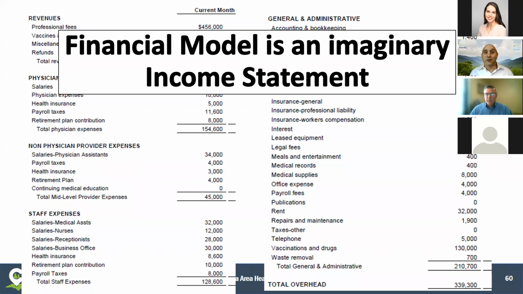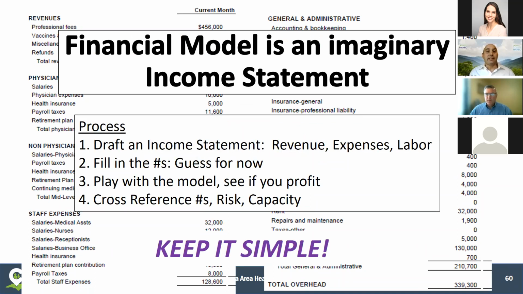And how do we do a financial model? I think it's easy to overcomplicate it, but we're basically making up an income statement. It's an imaginary income statement. We went over this a week ago. Here's the income statement in the background. But basically, you're drafting the income statement in your financial model. You're estimating your revenues. You've got your expenses, and you're separating labor from expenses. And you're filling in the numbers for now. Just guess. You'll be surprised. Your guess is pretty close. First, see if you can play with a model and get to a point where you're generating a profit and think you have a sustainable program.